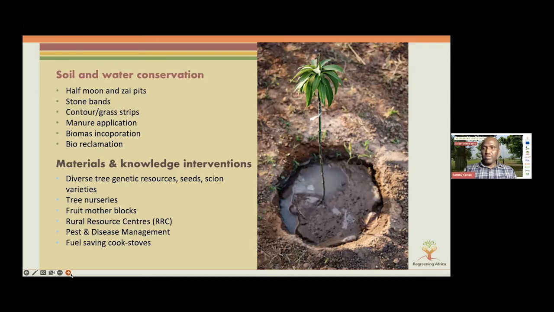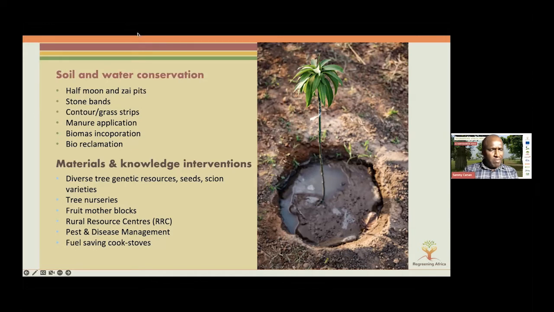We managed to install quite a number of nurseries. We also looked into tree genetic resources sourcing by establishing mother blocks that people can access, and nurseries can also access materials for raising tree seedlings. One of the other options that we've had is installing rural resource centers, a peer learning hub where communities can come together and link up with the local advisory services and extension, what we call RRCs, to obtain the knowledge and the materials to accelerate tree growing.